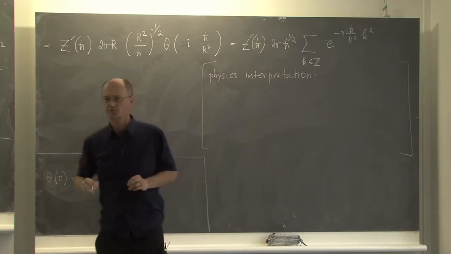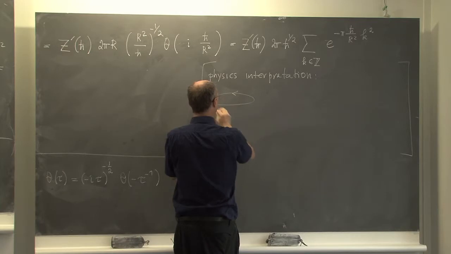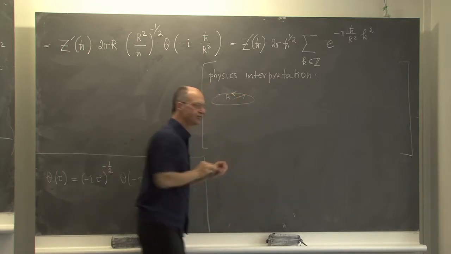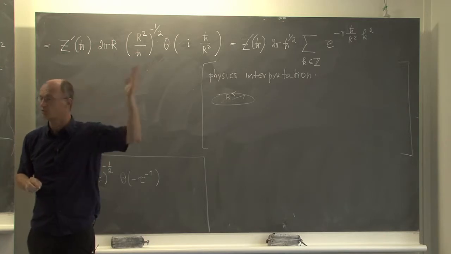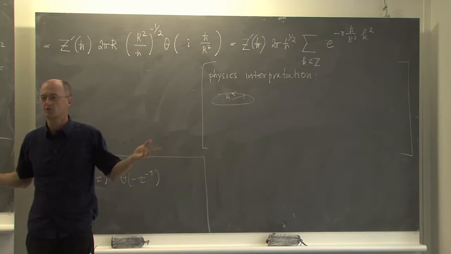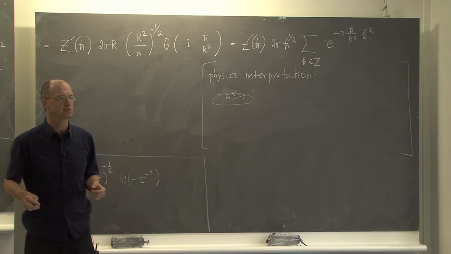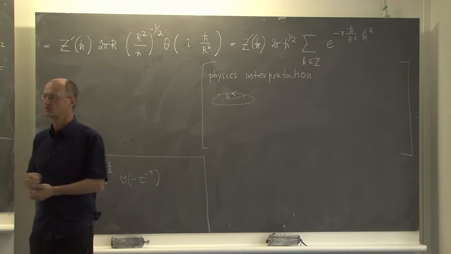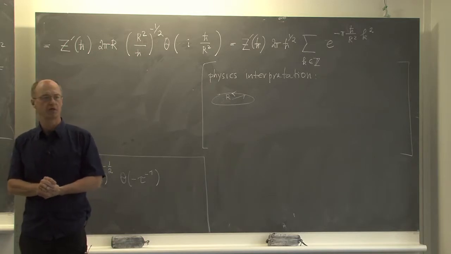So, physics interpretation. We have a quantum particle moving on a circle of radius r. What's the difference between classical mechanics and quantum mechanics, right? Classically, a particle can move with whatever velocity it wants. What about quantum theory? It's quantized. Quantized in what way?